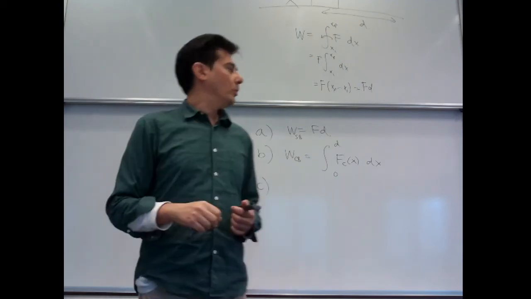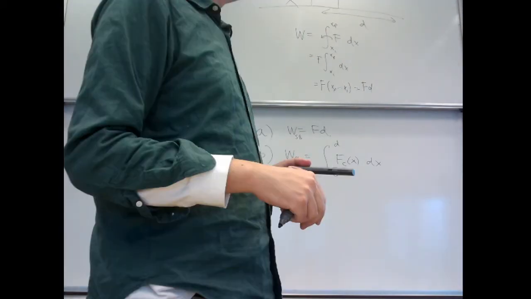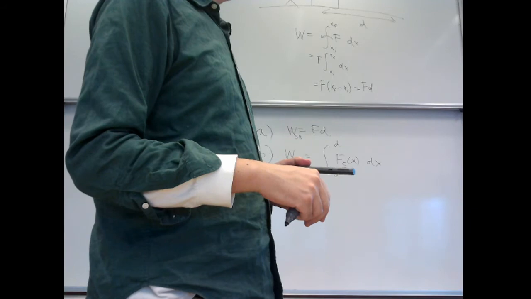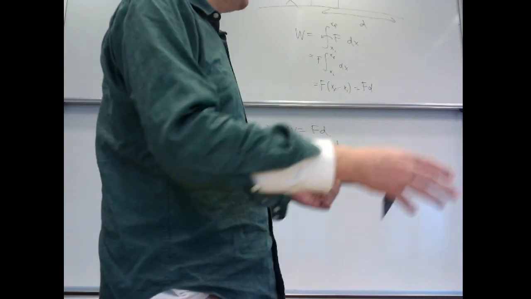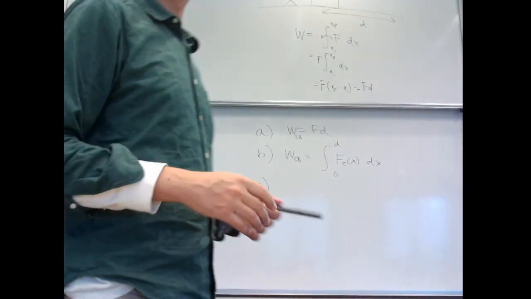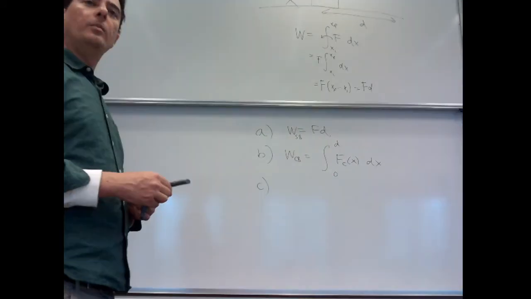Now, what's the work done on the box if the initial and final velocities of the box are 0? So basically it starts off still and then it ends up still, right? So what's the work done on the box in that case?